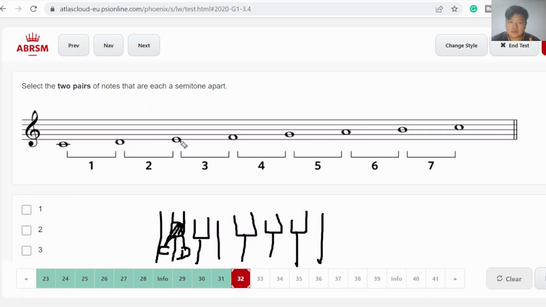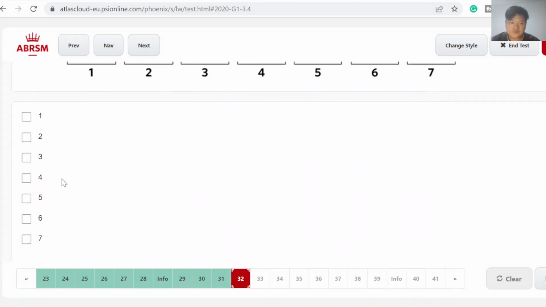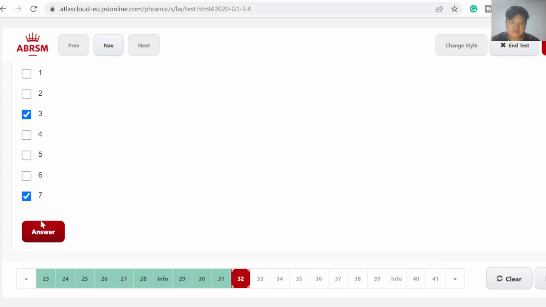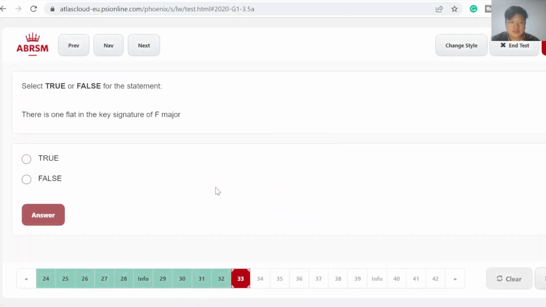For example, E to F, you can see E to F here, there's no black key, so it only goes one step here. So your answer is 3. The next one, you can see F to G is impossible, G to A is impossible, A to B is impossible, and B to C is one step. So your answer should be 3 and 7. Okay, next.